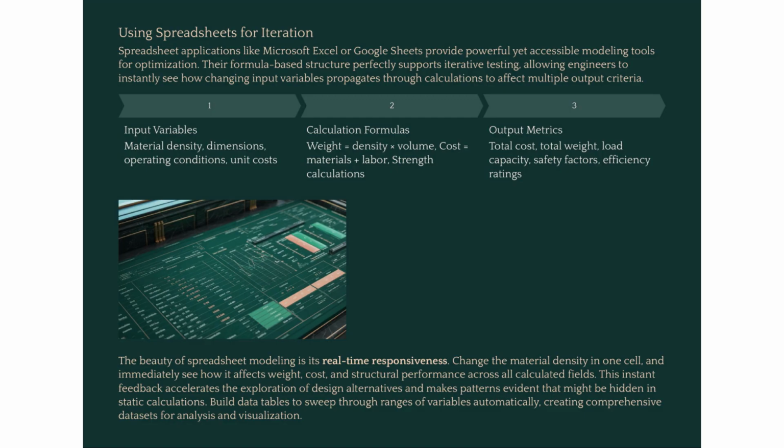For many of our simple mathematical models, a basic spreadsheet is the perfect tool. You can set up formulas where one column calculates the total weight and another calculates the total cost. By changing the values in one cell, say the thickness or density of the material, the entire spreadsheet instantly updates. This allows for incredibly fast and effective iteration and data analysis.